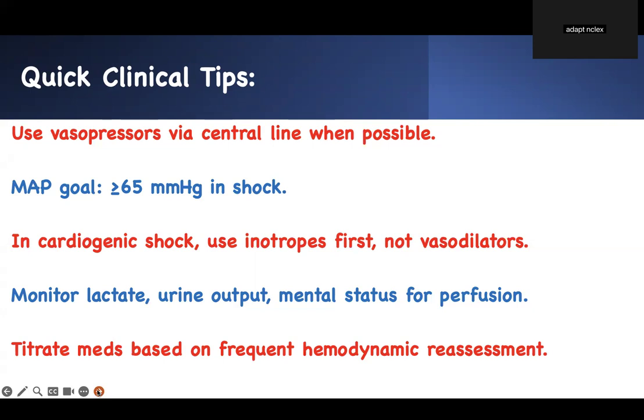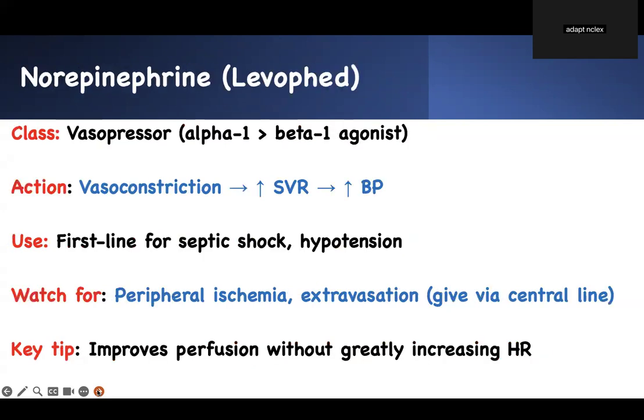How do you know the endpoint of resuscitation? Check the lactate, urine output, and mental status. Those indicate the endpoint of resuscitation. The last thing is to titrate the medication based on frequent hemodynamic reassessment. Don't just keep one rate for a long time. Keep on reassessing the patient and titrate the rate. When you know these, you'll be able to answer most questions. Now let's get to those medications.